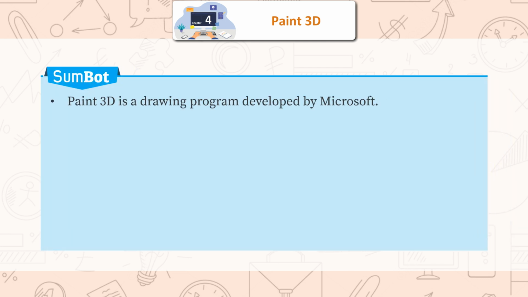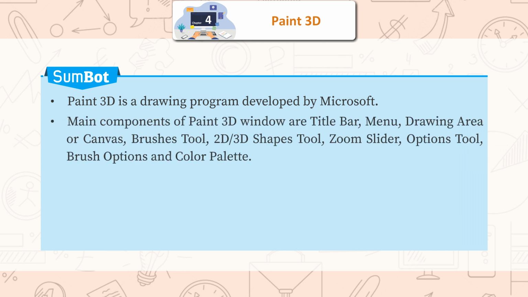SumBot. Paint 3D is a drawing program developed by Microsoft. Main components of Paint 3D window are Title bar, Menu, Drawing area or canvas, Brushes tool, 2D or 3D shapes tool, Zoom slider, Options tool, Brush options, and Color palette.